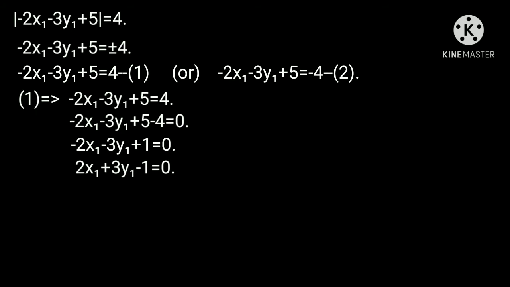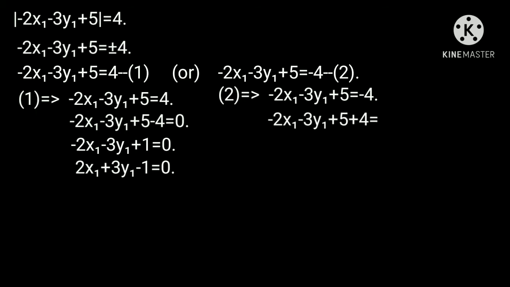Next we solve equation number 2. -2x1 - 3y1 + 5 = -4. Here also taking -4 to the left side, we have -2x1 - 3y1 + 5 + 4 = 0. After simplification, -2x1 - 3y1 + 9 = 0. Taking minus as common, we have 2x1 + 3y1 - 9 = 0.